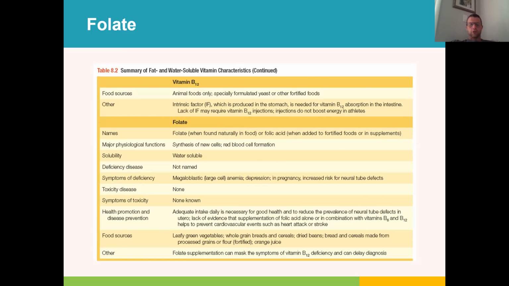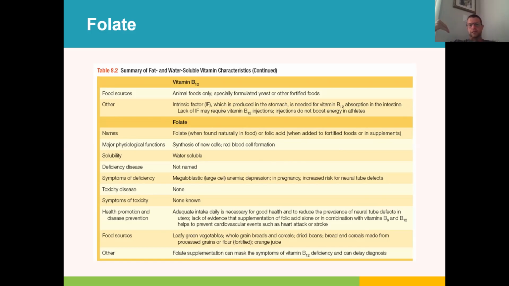So, right, folate. Folate is found naturally in foods, or folic acid when it's added to fortified foods or in supplements. So if you eat it in foods, it's just called folate, or so you may see on food sources, it'll say folate. If it's added in afterwards, or if you're going to buy a supplement, it's going to be called folic acid. Okay, basically the same thing. Major roles: synthesis of new cells and helps form red blood cells. Right, water soluble. Deficiency, no known name. Symptoms of deficiency: megaloblastic, large cell anemia, depression, and in pregnancy, increased risk for neural tube defects.